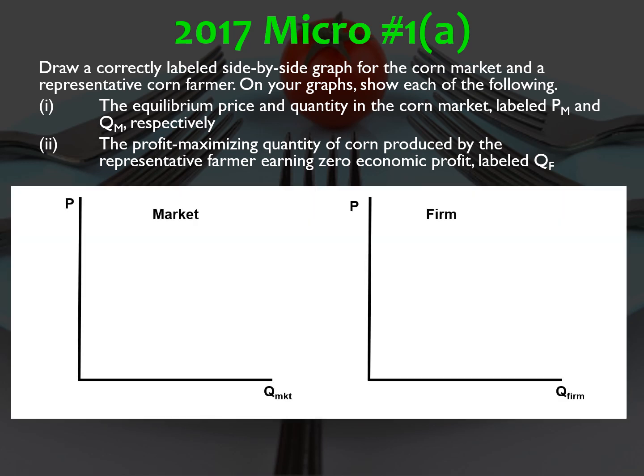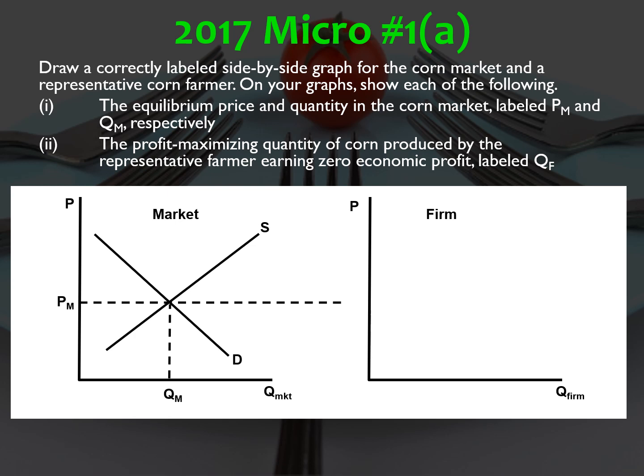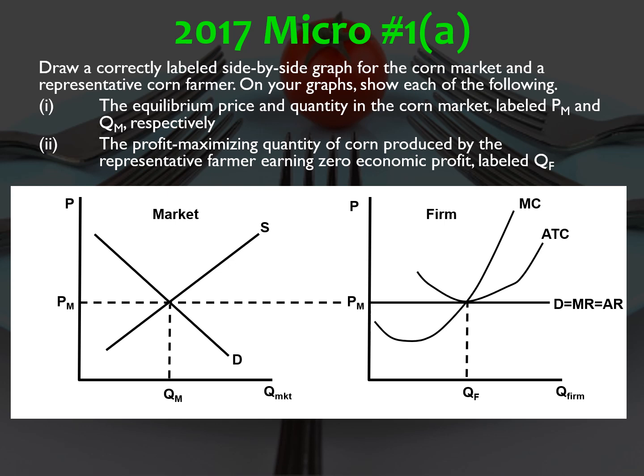All right, so we have side-by-side graphs. We have market on the left, firm on the right. So in the market graph, we have market supply intersecting market demand at the market quantity, which is QM, at the market price PM. In a perfectly competitive market, firms have to take the market price, so that's the same price that the firms take.